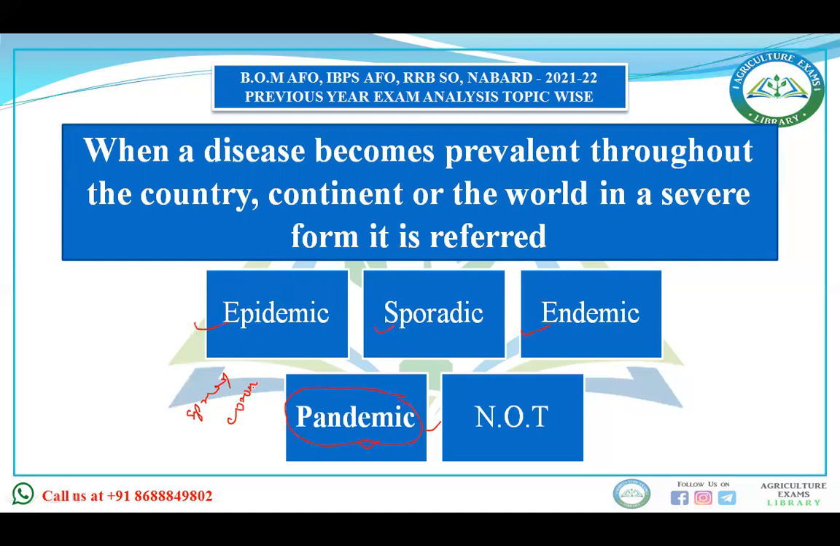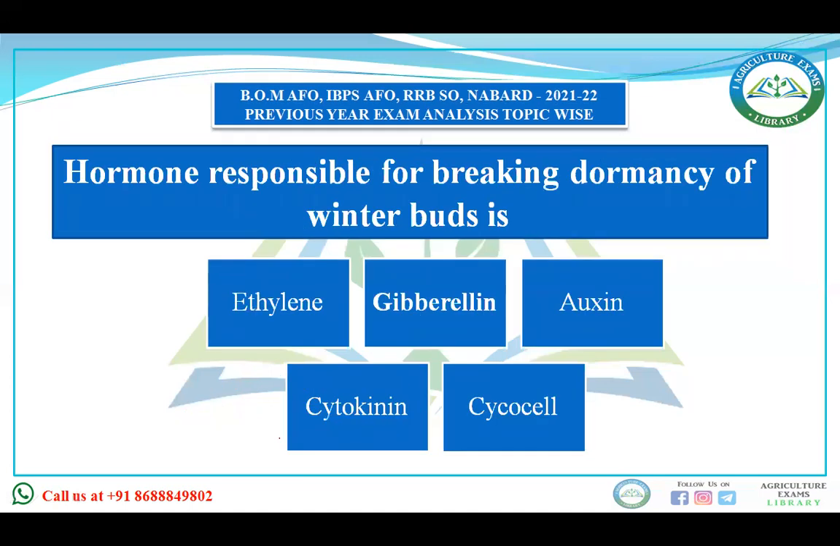Okay, when you talk about a sporadic disease, this occurs at irregular intervals and locations, like the green ear disease of bajra. When a disease is prevalent throughout the country, continent or the world, that is a pandemic disease. Okay, a recent example: you can relate the word pandemic with the coronavirus. Then the right answer to this question is pandemic.